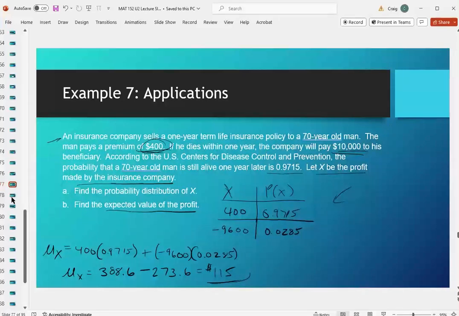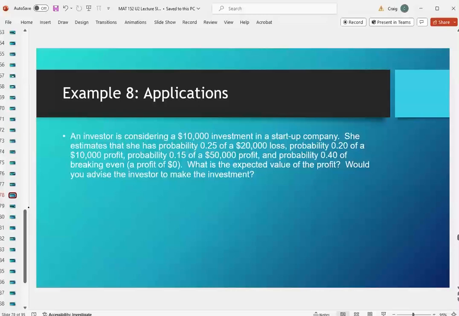Okay, let's look at one more of these. These are fun. An investor is considering a $10,000 investment in a startup company. She estimates she has a 25% probability of losing 20,000, a 20% probability of making 10,000, and a probability of 0.15 of making 50,000. Okay, so they're just explaining the probabilities here. What's the expected value? And then what would you advise them, to make the investment? Well, the first thing we need is the probability distribution, and we need X, which will be our profit again. And then P of X will be the probability.